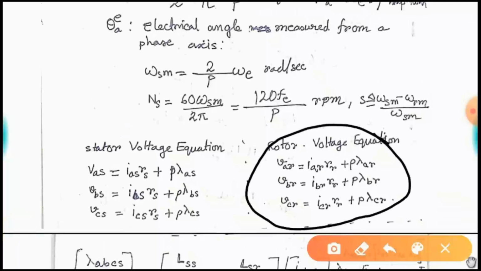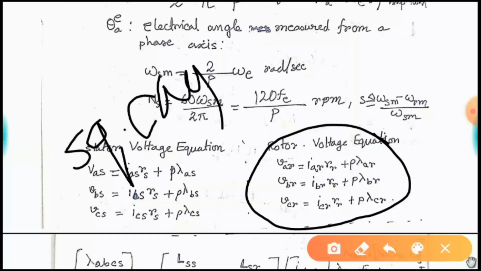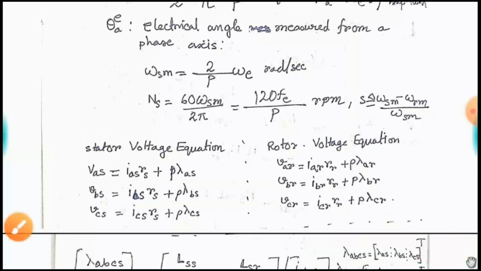The first question: as we know, in the case of a squirrel cage induction motor, the rotor circuits are short circuited. So for the squirrel cage, obviously all these equations are equal to 0. VAR is equal to 0, VBR is equal to 0, VCR is equal to 0, just like the damper winding of your three-phase synchronous machine.